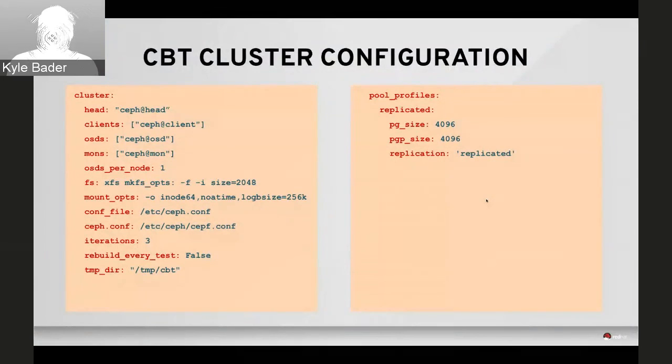Obviously, you want to size that according to your cluster using the general Ceph rules of thumb. And then you can specify a replication level. So instead of saying replicated, which will default to 3, that could be 2 or some other value if you wanted to test a different level of replication.